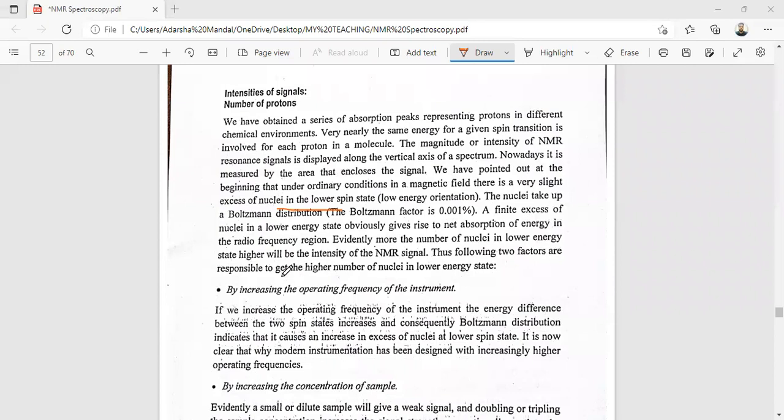Thus, the following two factors are responsible for getting a high number of nuclei in the lower energy state. If you increase the operating frequency of the instrument, the energy difference between these two spin states increases, and consequently, the Boltzmann distribution indicates that it increases the excess nuclei in the lower spin state. Now it is clear why modern instruments have been designed with higher operating frequency.